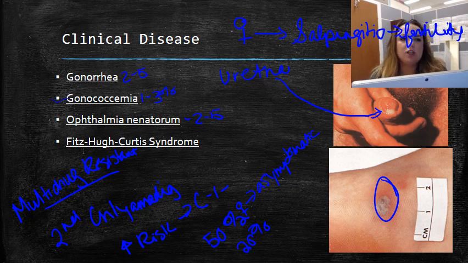Okay, Fitz-Hugh-Curtis. This is a rare complication of pelvic inflammatory disease. It involves the liver capsule. So you get inflammation of the liver capsule, which basically leads to the creation of adhesions and can also lead to perihepatitis. So I'm going to leave this one alone. If you have questions about it, you can talk with your pathophys or pathology discipline directors.